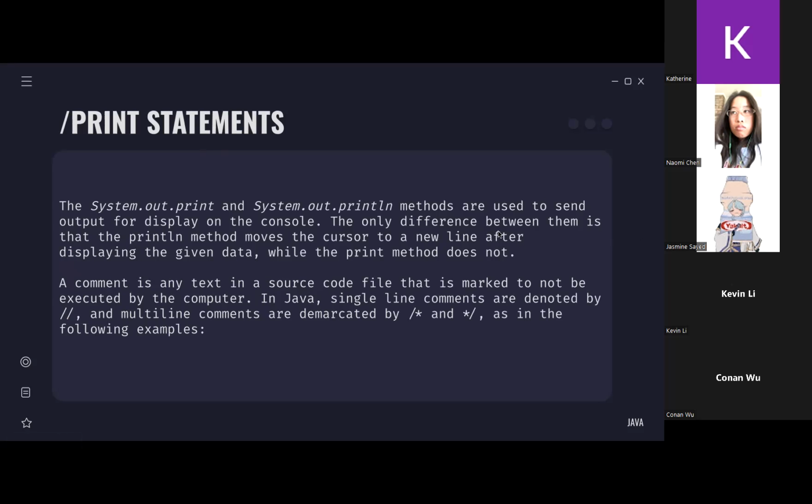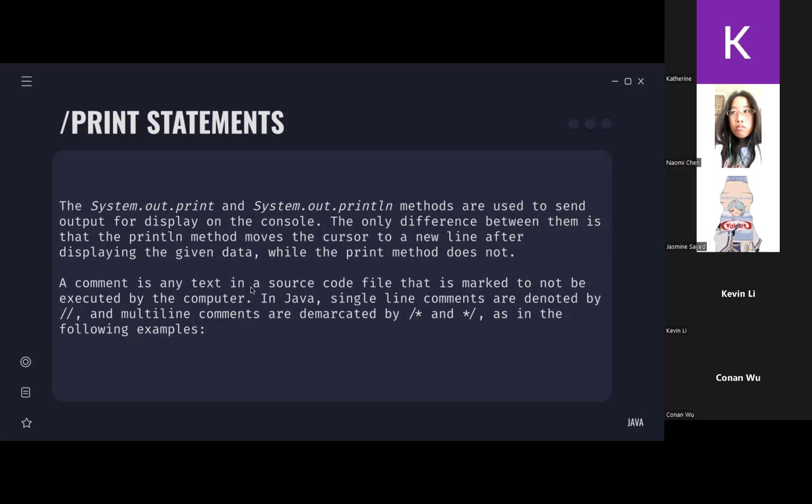So first, our print statements. We know that the System.out.print and the System.out.println methods are used to send output for display on the console. Output refers to the text or images that are sent to the console, which is basically the screen that we see back. The only difference between them is that the println method moves the cursor to a new line after it gives you the given data, while the print method does not.